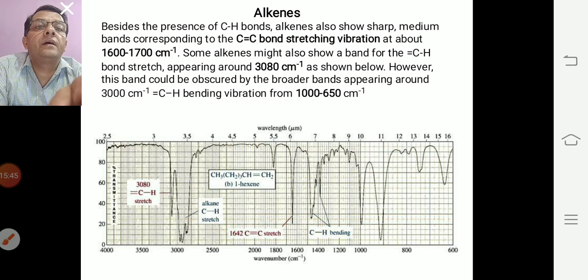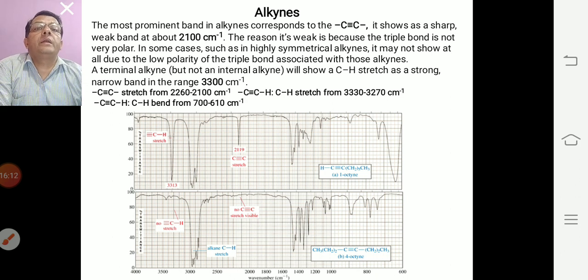spectrum. And the alkane CH stretch and the alkene C double bond CH stretch appear before 3000. Here is the sp3 hybridized CH stretch, and after 3000 it is the alkene sp2 hybridized CH stretch. And again, this is the case of alkyne.